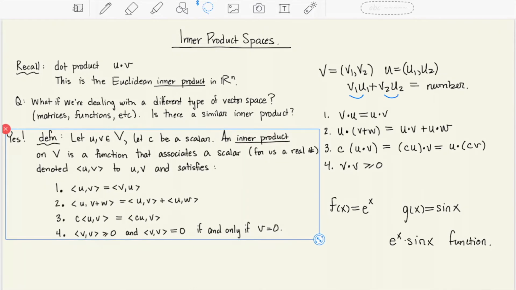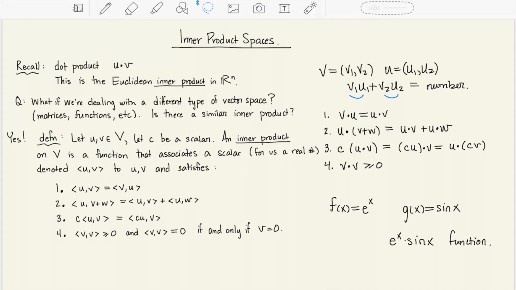The inner product in general is going to be a function that satisfies all the same properties that the dot product does. That's basically the definition. Said a little bit more formally, if we have a vector space, we take two vectors, u and v, and we let c be a scalar. An inner product on that vector space is a function that associates a scalar to the pair u and v. For us, that scalar is usually a real number. And it needs to satisfy four properties.